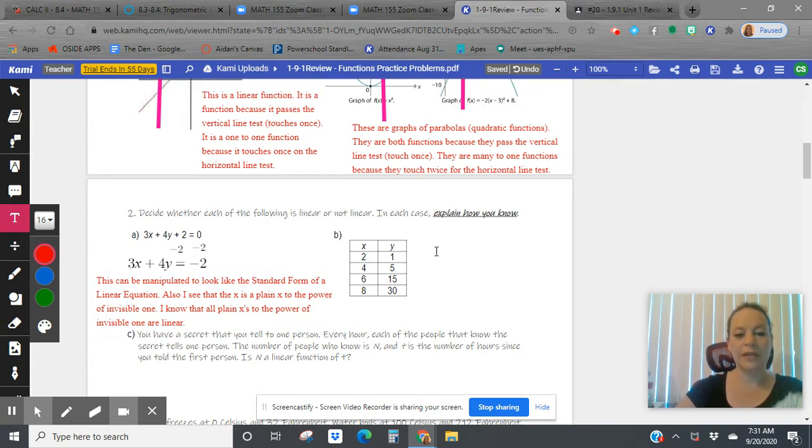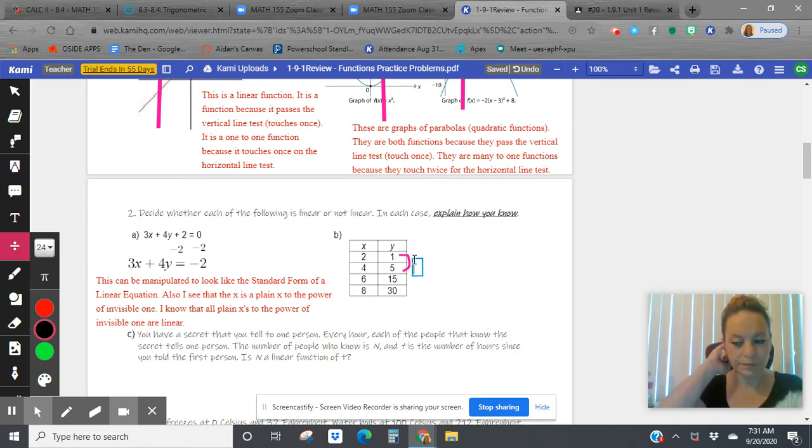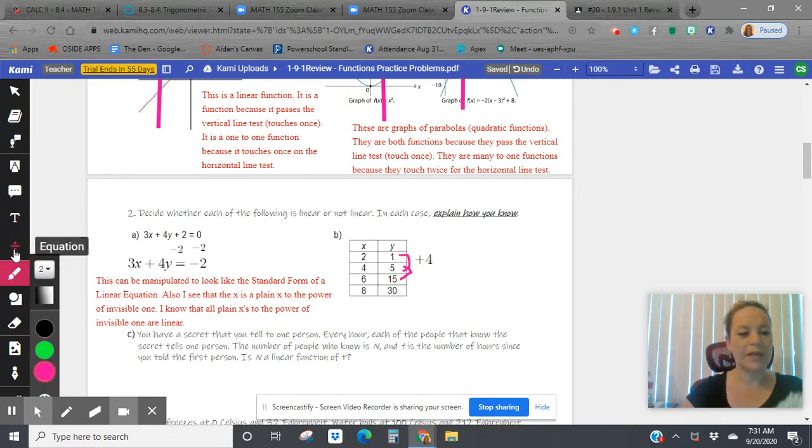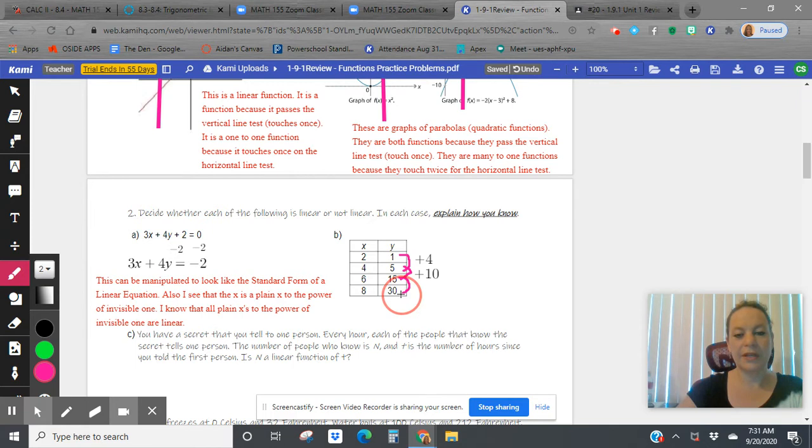On this next one, anytime you're given a table, you're going to go ahead and show what is happening from jump to jump. So for right here, from 1 to 5, this is going up by plus 4. From a 5 to a 15, this is going up by plus 10. From a 15 to a 30, this is going up by plus 15.